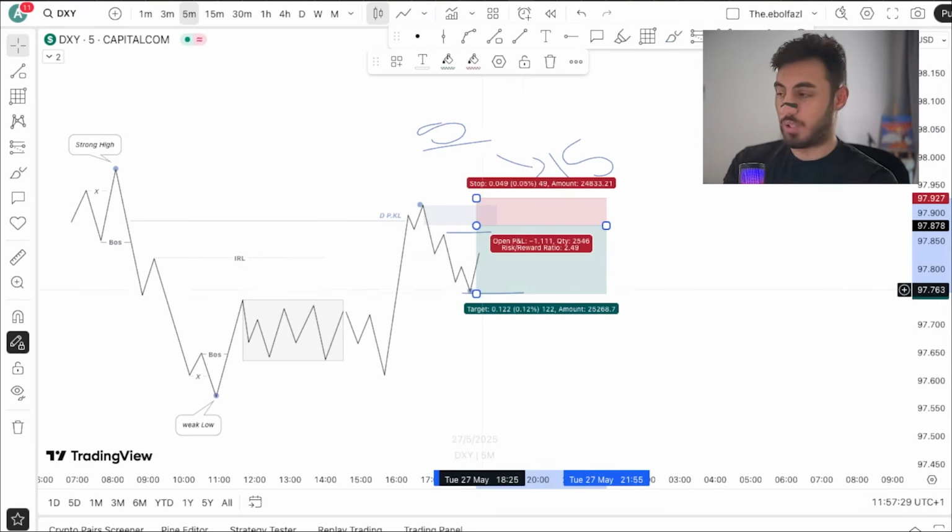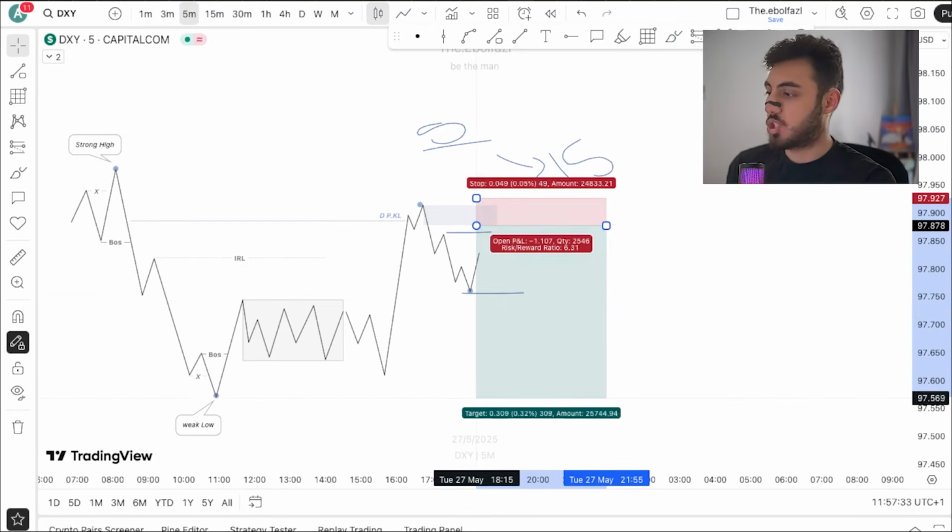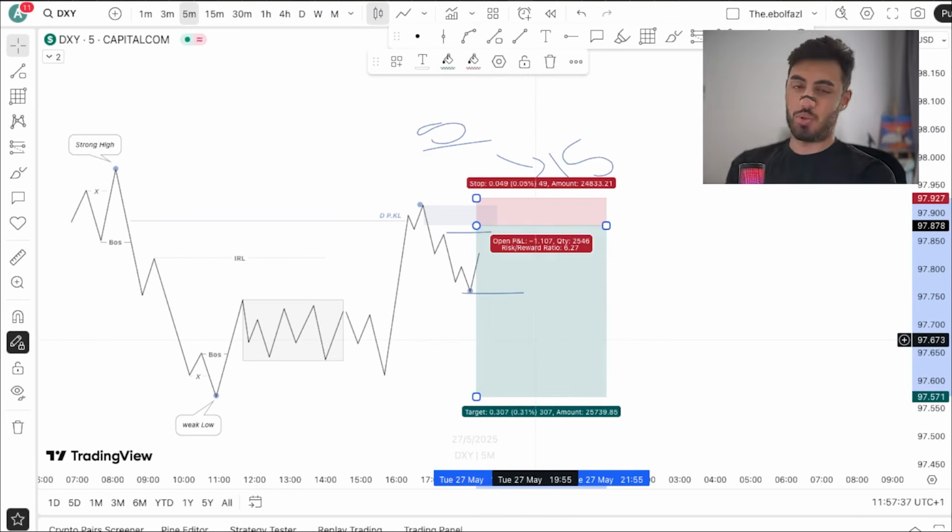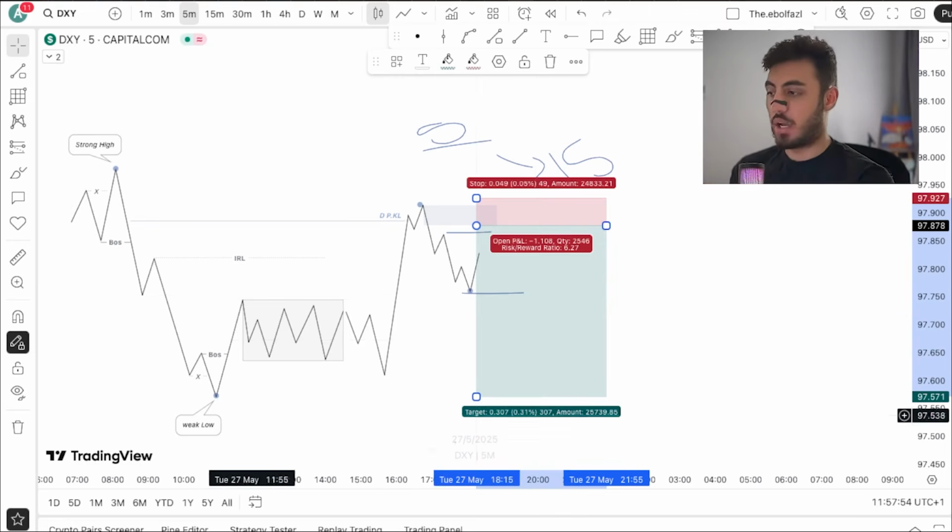This is not my last target, okay? My max target is, let's say, the external liquidity here. But I'm not going to aim for the 6 reward here, because if you take a look at my journal and all my previous videos, you're going to see I have a locked risk to reward, 4 risk to reward. So I'm in the middle of the lowest liquidity target and the highest liquidity.